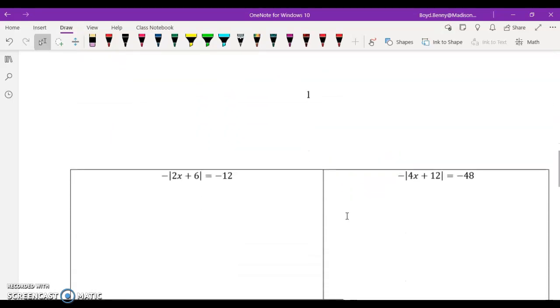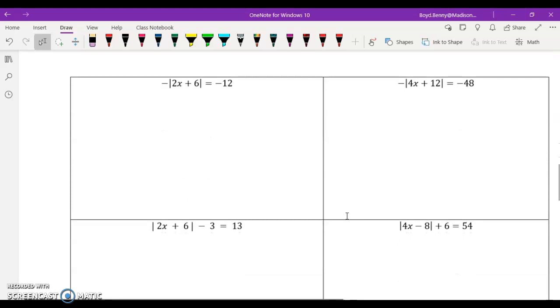Okay, let's scroll on down to the next example. Okay, now I notice here that I've got a negative outside of the absolute value, so I need to isolate this expression first. Well, as always, remember, if there's no number there between that negative and the bars or the parentheses, then that's a -1. So to isolate this, I'll go ahead and divide by -1 first.